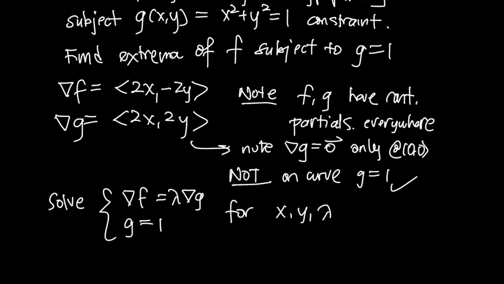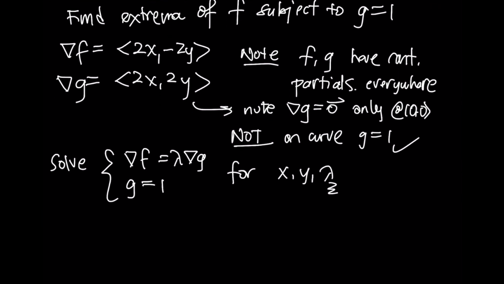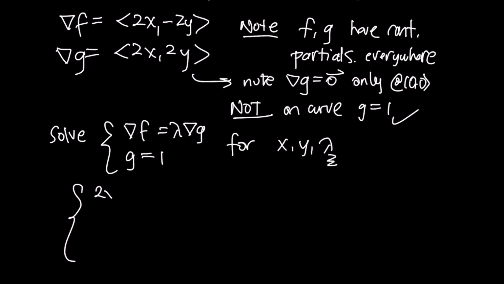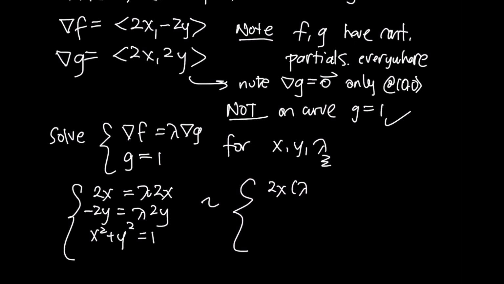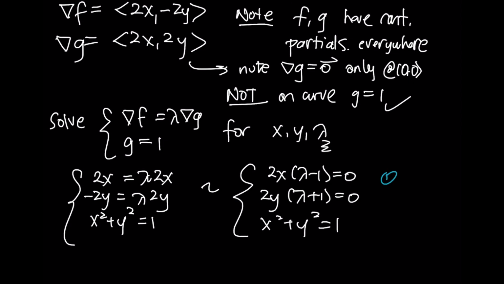Lambda is the Lagrange multiplier. It's some new artificial variable that we've created. So if I set equal the components here, I'll have 2x equals lambda 2x, negative 2y equals lambda 2y, x squared plus y squared is equal to 1. So this gives me a system that I can rewrite slightly. I'll have 2x into lambda minus 1 is 0. I'll have 2y into lambda plus 1 is 0. And again, I'll have the constraint equation, x squared plus y squared is equal to 1. So I'm going to number these equations.